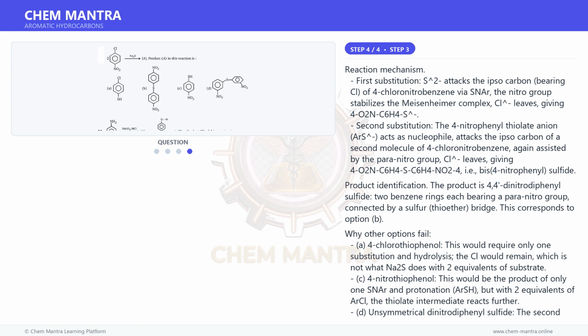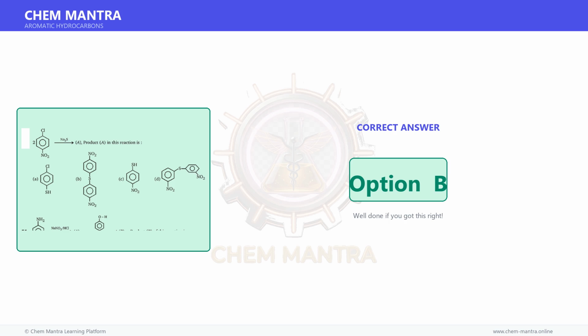D. Unsymmetrical dinitrodiphenyl sulfide. The second aromatic ring shows an ortho NO2, which is not present in the starting material; only para NO2 is present. Therefore, the correct answer is B. Therefore, the correct answer is option B.